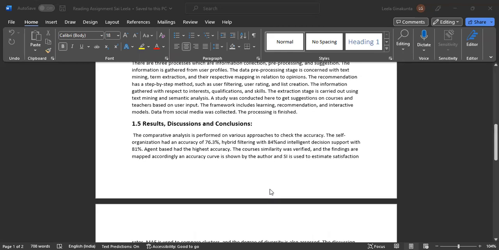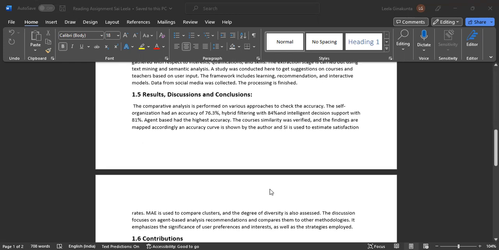Coming to the results, discussion, and conclusions. The comparative analysis is performed on various approaches to check the accuracy. The self-organization had an accuracy of 76.3%, hybrid filtering 84%, and intelligent decision support 81%. Agent-based had the highest accuracy.